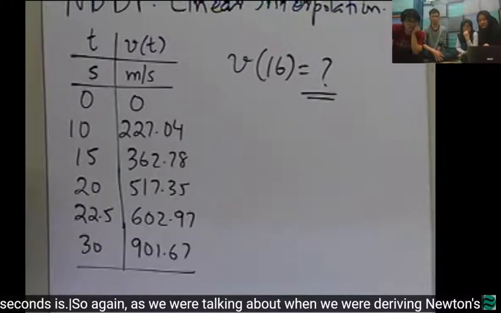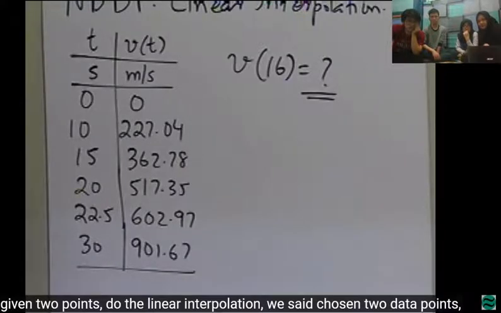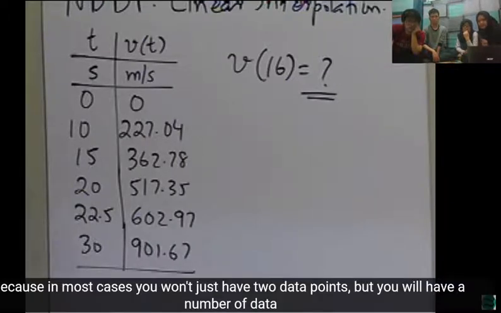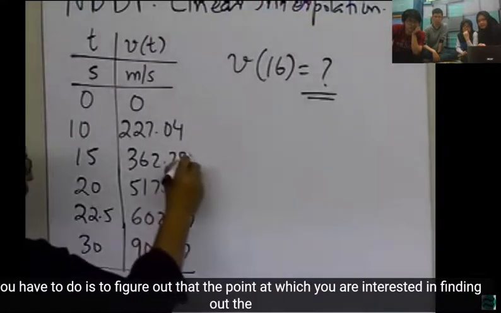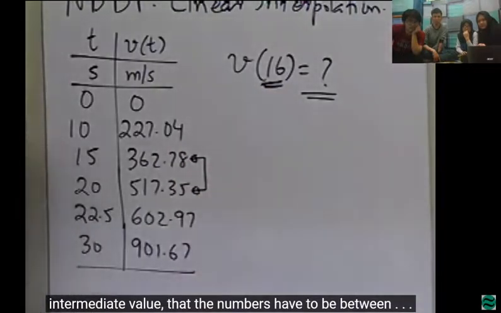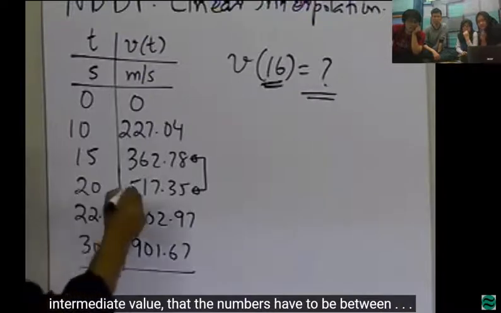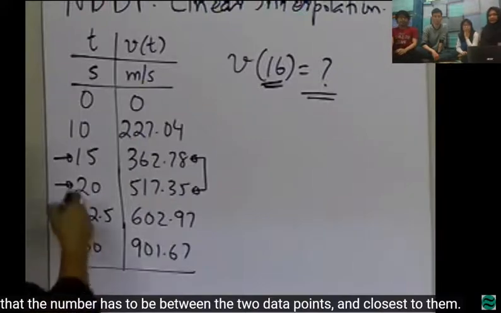So again, as we were talking about when we were deriving Newton's divided difference polynomial, rather than posing the problem as given 2 data points, do the linear interpolation, we say choose 2 data points, because in most cases, you won't just have 2 data points, but you'll have a number of data points. So you have to come up with a scheme to choose them. For linear interpolation, it's pretty simple, because all you have to do is to figure out that the point at which you are interested in finding the intermediate value has to be between the 2 data points, and closest to them.